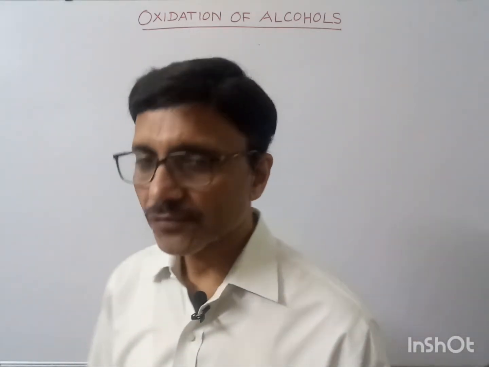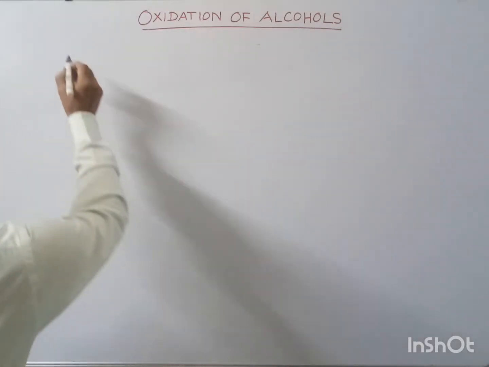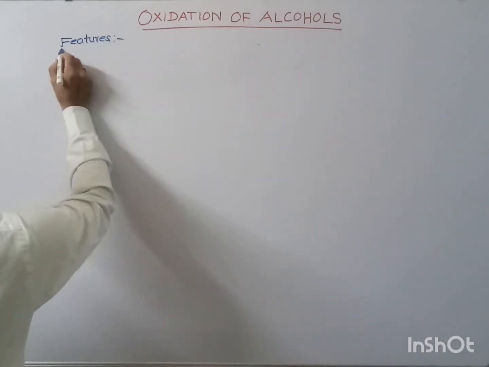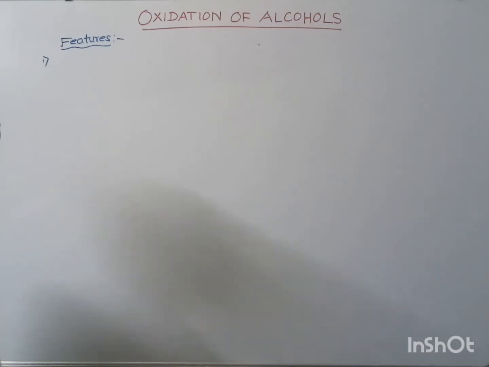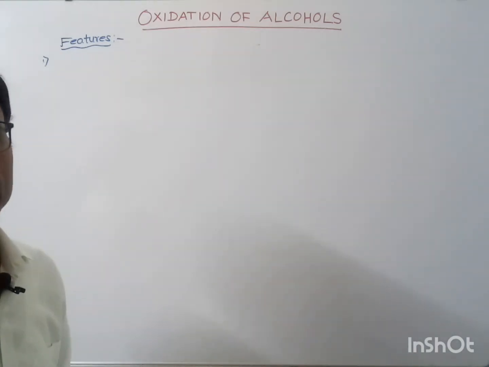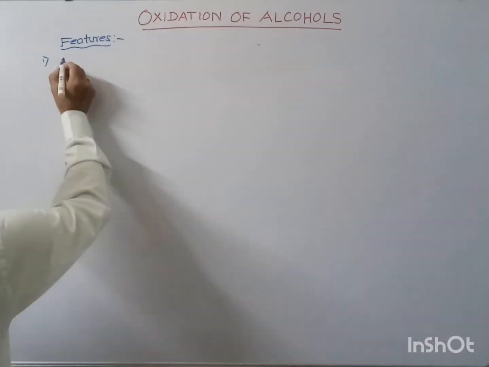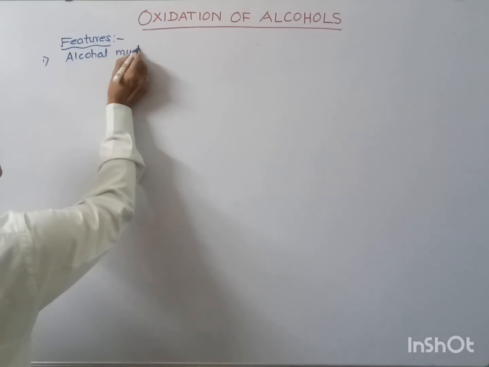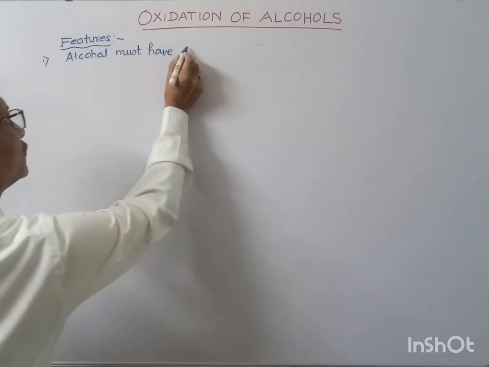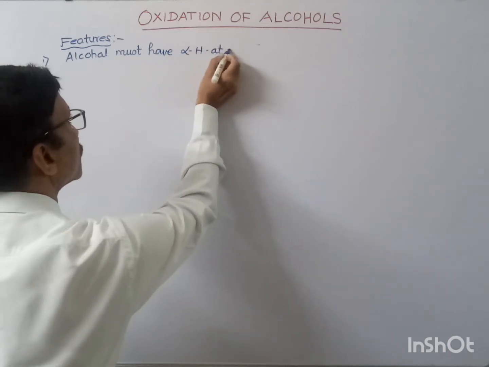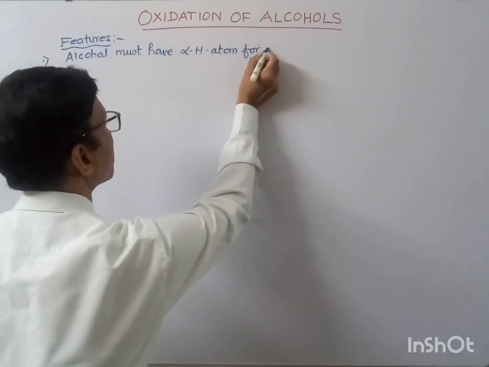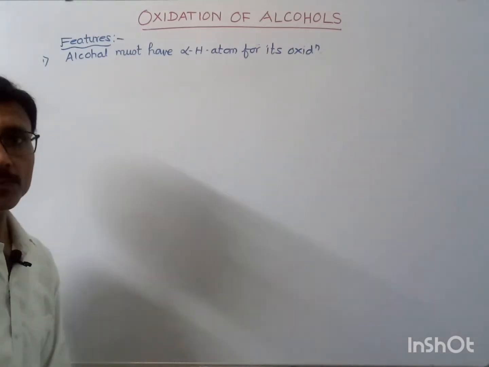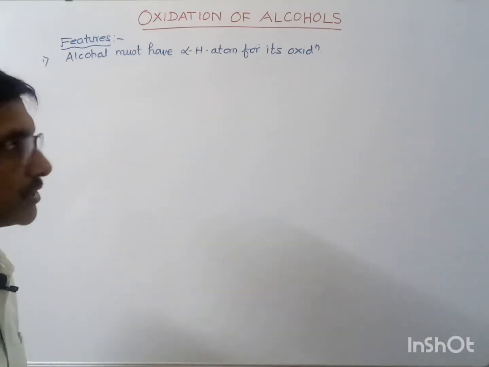Now some of the main features for the oxidation reaction of alcohols. Any alcohol which has an alpha hydrogen atom may undergo oxidation. So this alcohol must have an alpha hydrogen atom for its oxidation. Otherwise, it will not undergo the oxidation reaction.